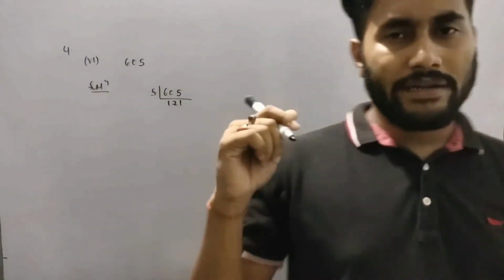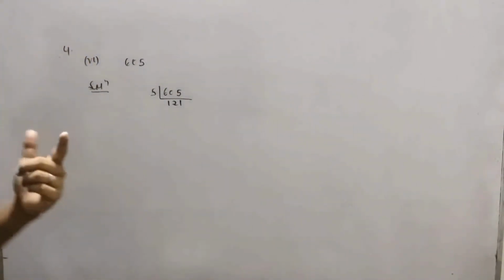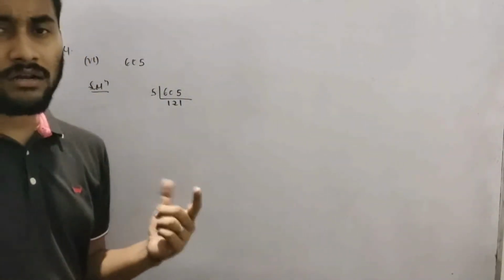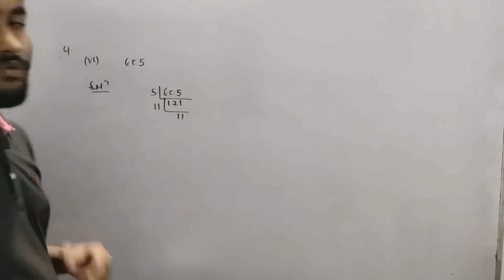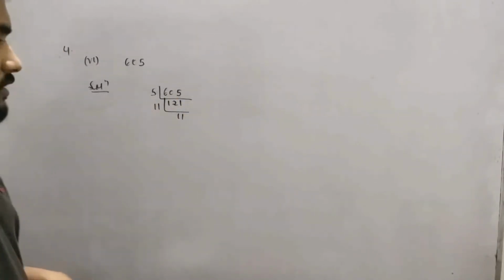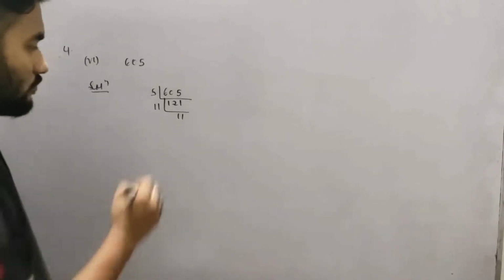Now 1 to 1. If you remember, you know what 1 to 1 is. Something is coming into your brain or not? What is 1 to 1? 1 to 1 is 11. 11 is what? 121. Understood? So you memorize that one, okay?